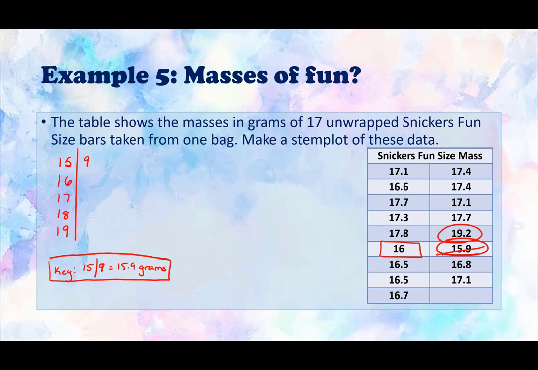Now there's no decimal place here, so it's going to be 16.0. Okay, now we're looking for the next biggest number, and it looks like it's going to be 16.5. And there's two of them. So now we have 5, 5. The next biggest number looks like it's going to be 16.6. So we're going to put a 6 here.